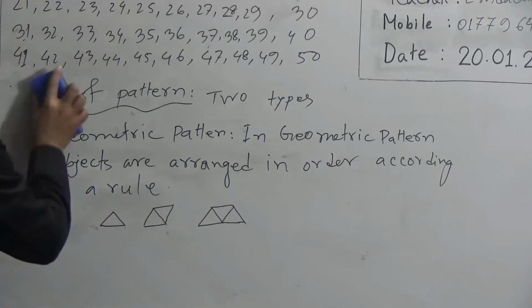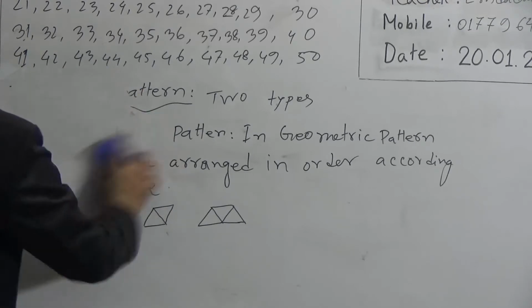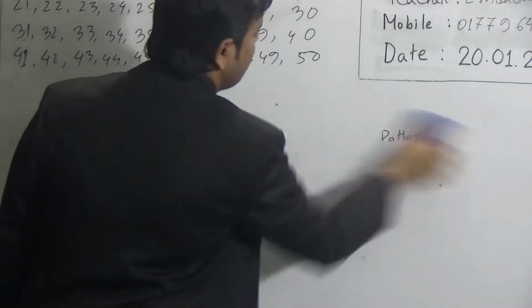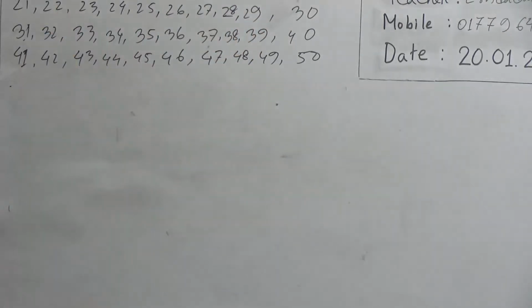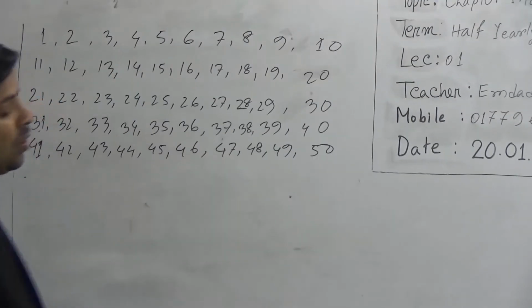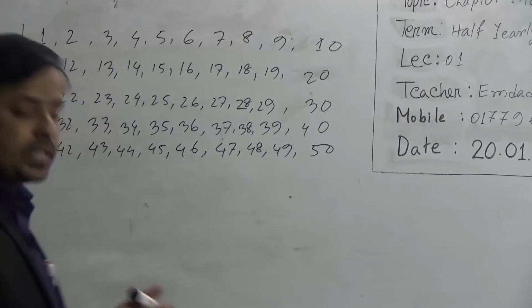Now I will discuss determining the prime numbers. How can we determine the prime numbers? Dear students, see, here I have written some numbers. I have written from 1 up to 50, but in your book there is written 1 up to 100. I will show how you can determine the prime numbers. For this, at first you have to know what a prime number is.